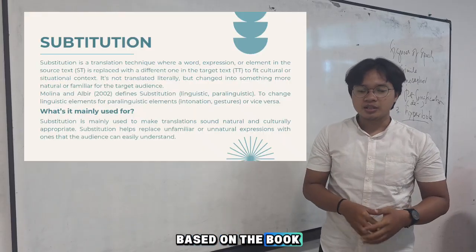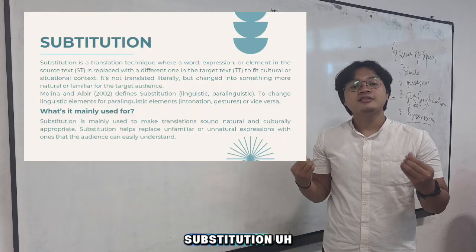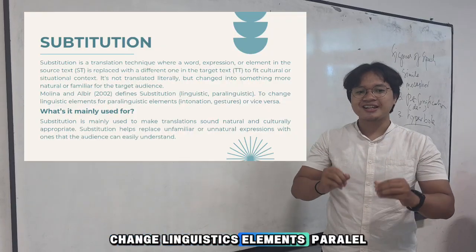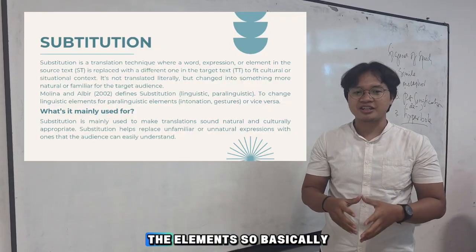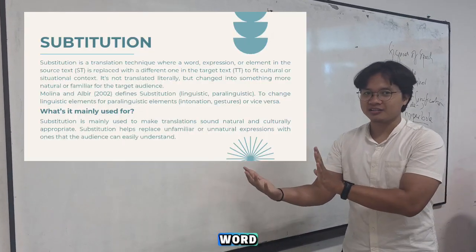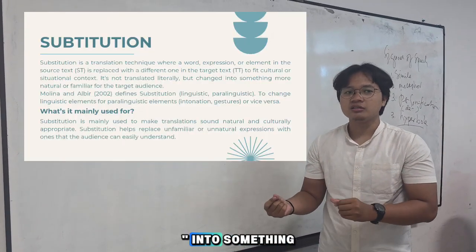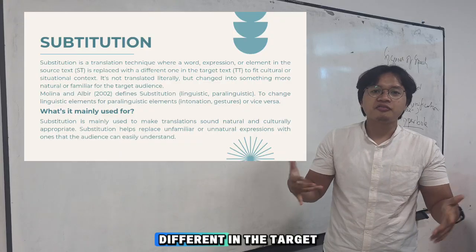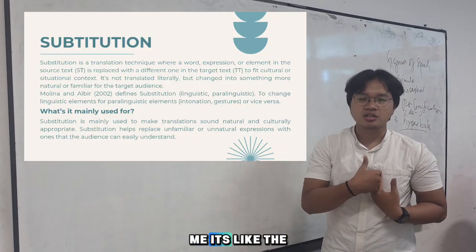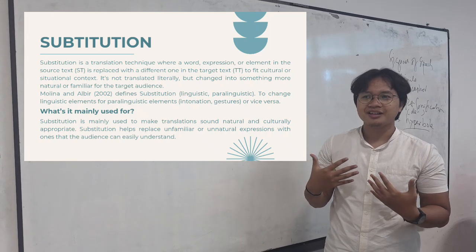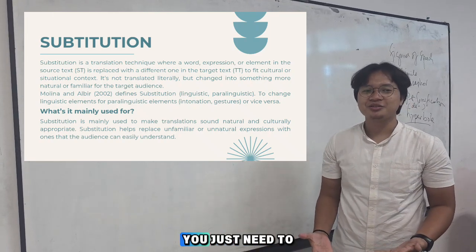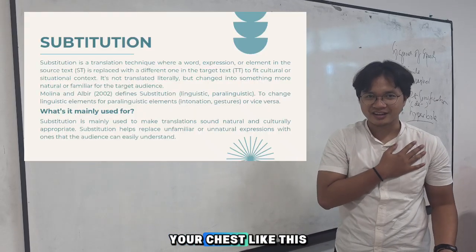And based on the book, Molina and Albir define substitution as changing linguistic elements for paralinguistic elements. So basically, it's like changing a word, such as thank you, into something different in the target language. For example, giving thank you in English, and in Arabic, you just need to put your hand on your chest like this.